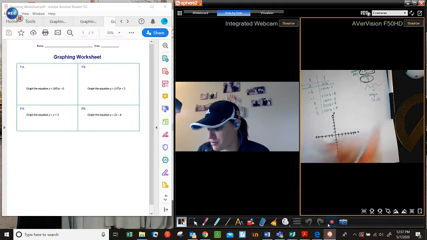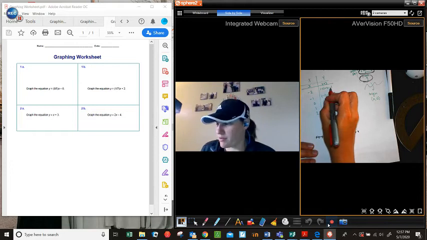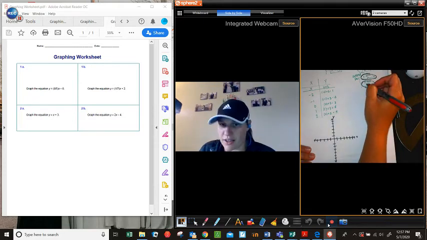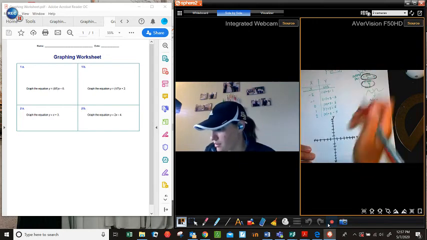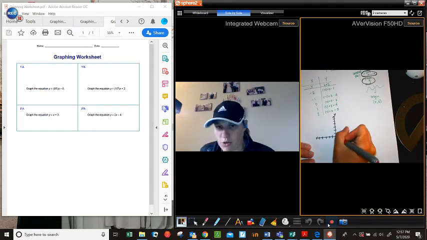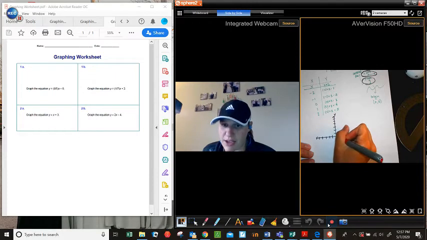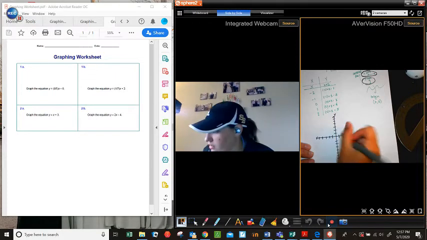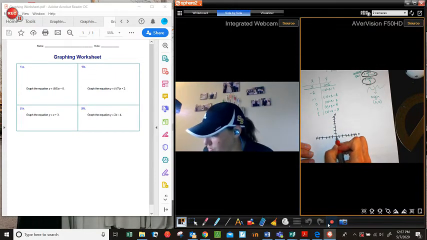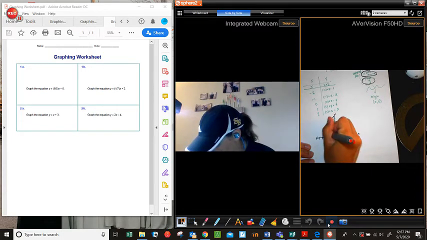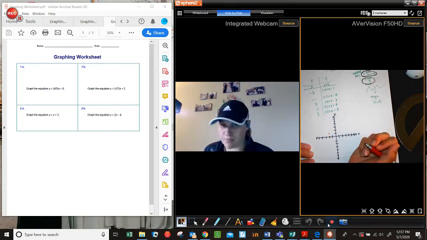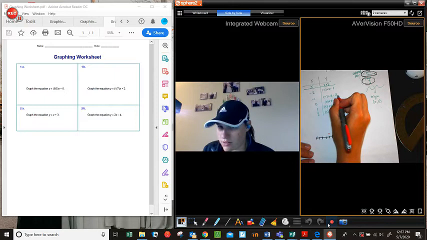My first ordered pair is negative 2, 1. Remember, we graph the x first and then the y, and our first value is x, x-axis. I'm going to start at the origin like I should every time I graph a point. Always start at the origin. We're going to the left 2, negative 1, negative 2, up 1. Easy peasy.